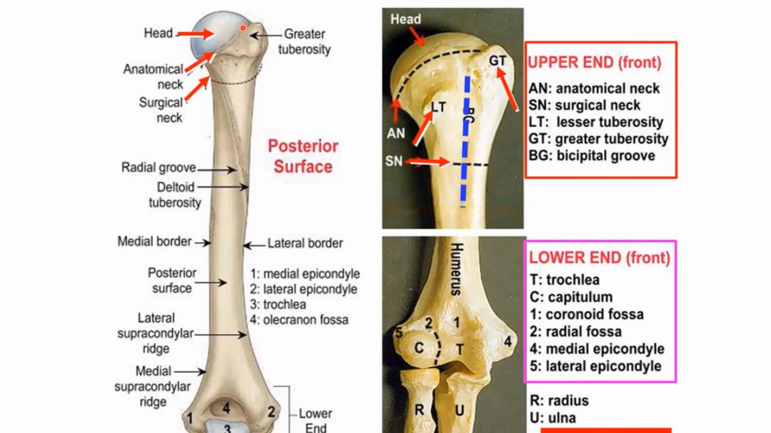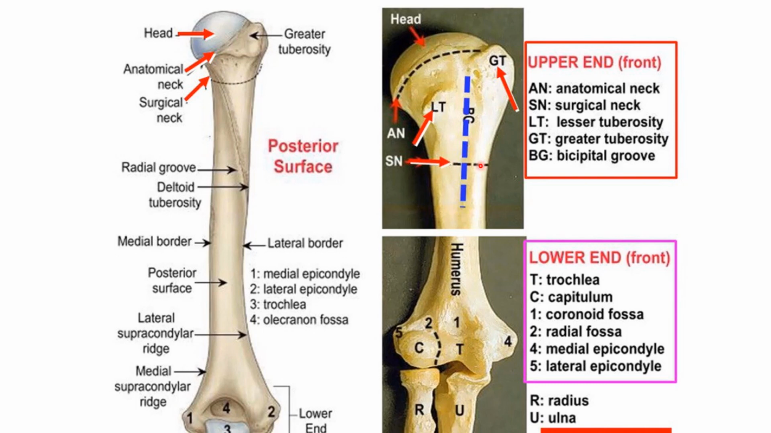Then we have the greater tuberosity and the lesser tuberosity. In between these two tuberosities, there's a groove called the bicipital groove. Now there's another neck here called the cervical neck. It's called the cervical neck because it is susceptible to fractures.